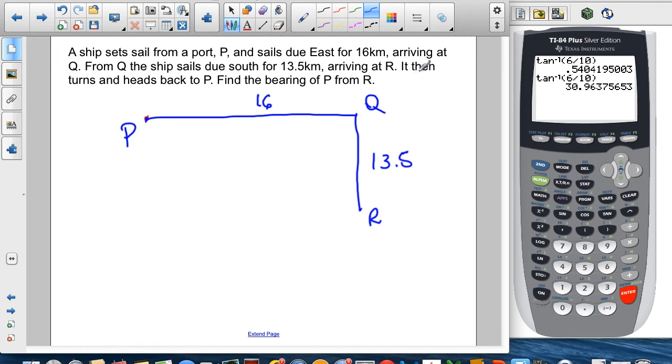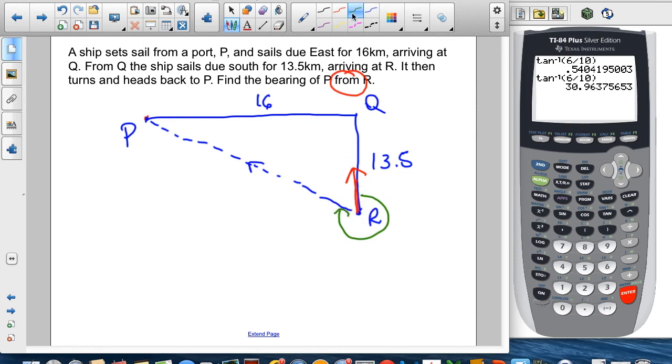All right, and then what's the question? It then heads from R back to P. So we're going to go from here to here. And they want to know what is the bearing from R. So again, the word "from" is very important. It tells you what north line to draw. So let's draw the north line here. And can you just draw the angle that we need to find, Miss Hughes? We're trying to find this bearing here. It's clockwise.